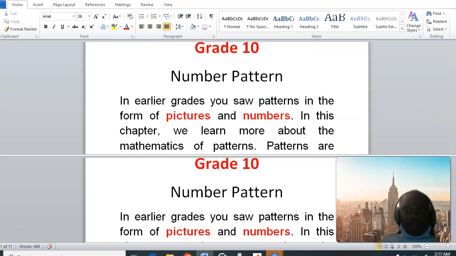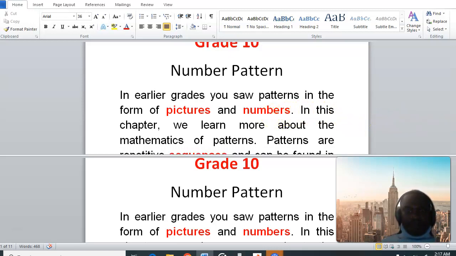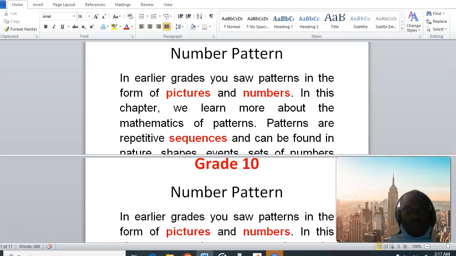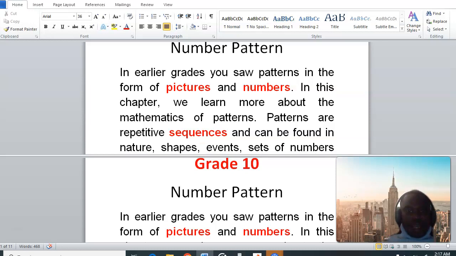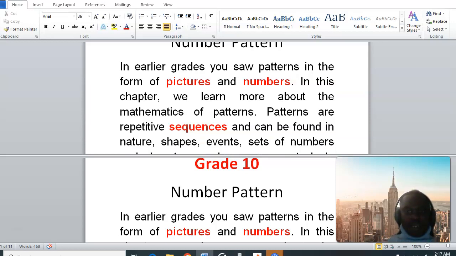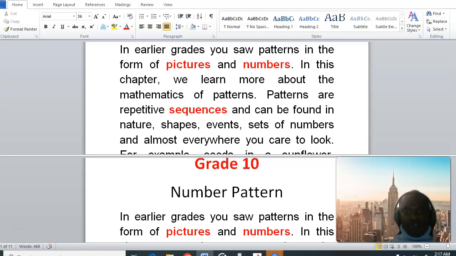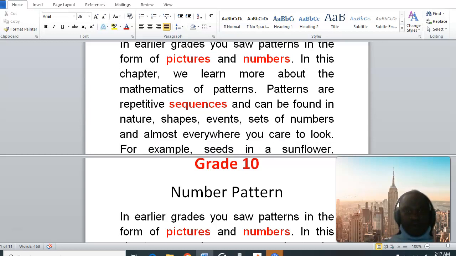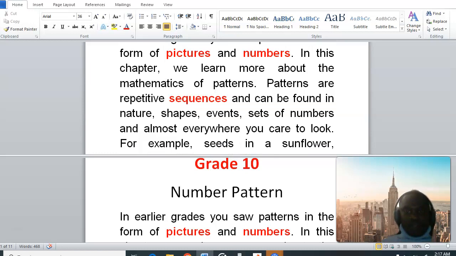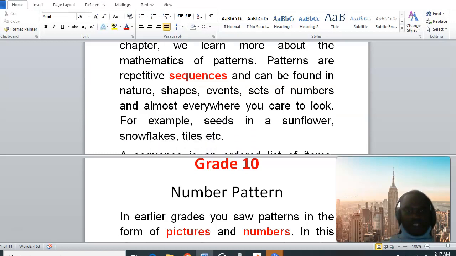In earlier grades, you saw patterns in the form of pictures and numbers. In this chapter, we will learn more about the mathematics of patterns. Patterns are repetitive sequences and can be found in nature, shapes, events, sets of numbers, and almost everywhere you care to look. For example, seeds in a sunflower, snowflakes, tiles, all these can show patterns.